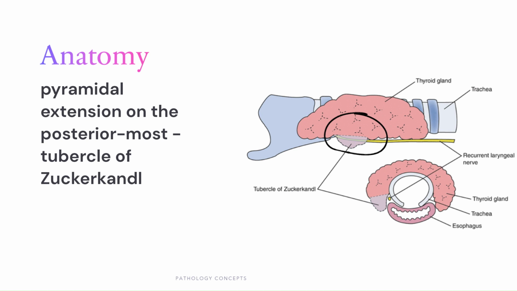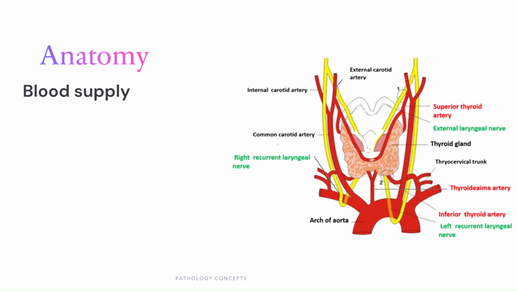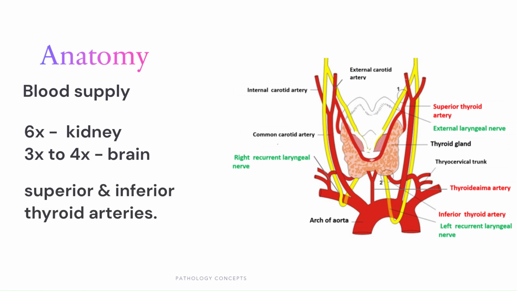of Zuckerkandl. Blood supply. The thyroid gland has an extremely rich blood supply and is estimated to be 6 times as vascular as the kidney and approximately 3 to 4 times more vascular than the brain. It receives blood from the superior and inferior thyroid arteries.